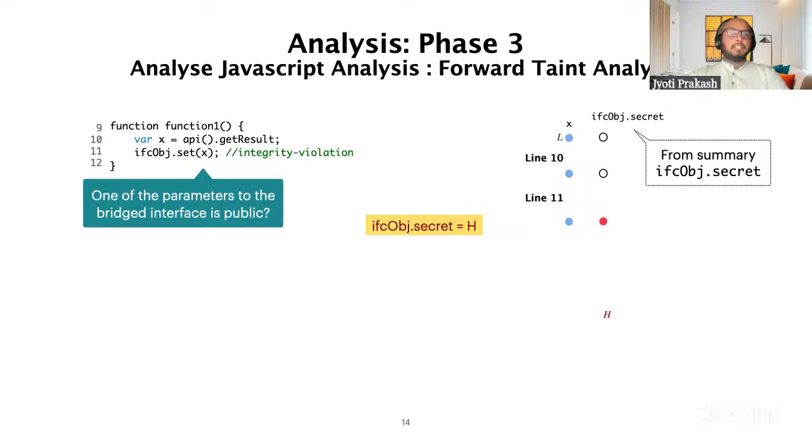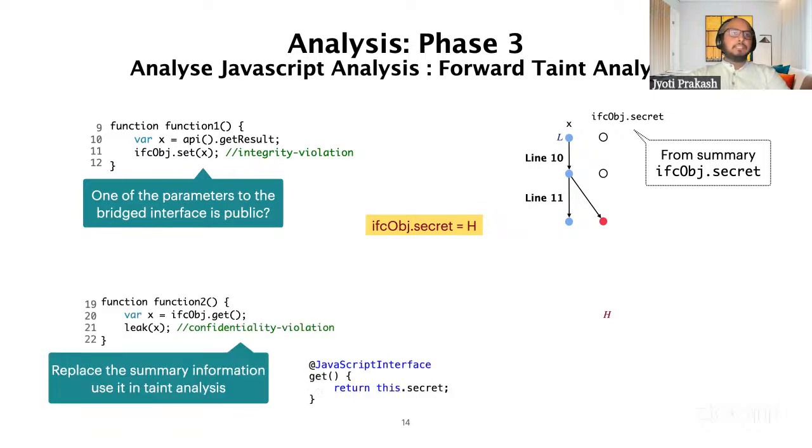So to detect integrity violations, we can simply take the summary from the first phase and reuse it, which will say that X is API.getResult, whose label you do not know. So it's an L information. So an L value flows to an H value, which means that this is an integrity violation.